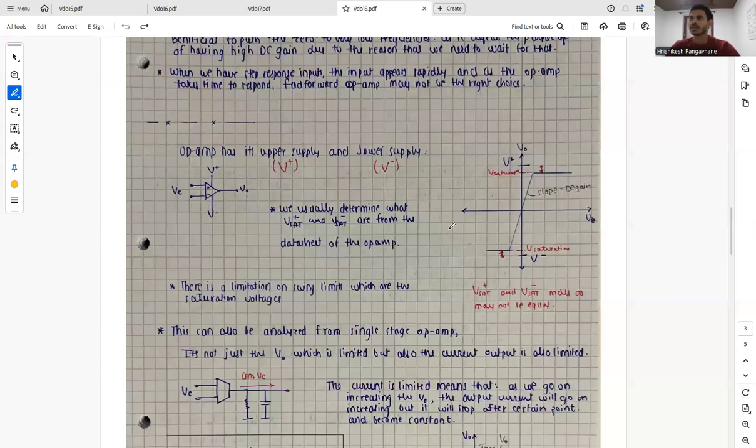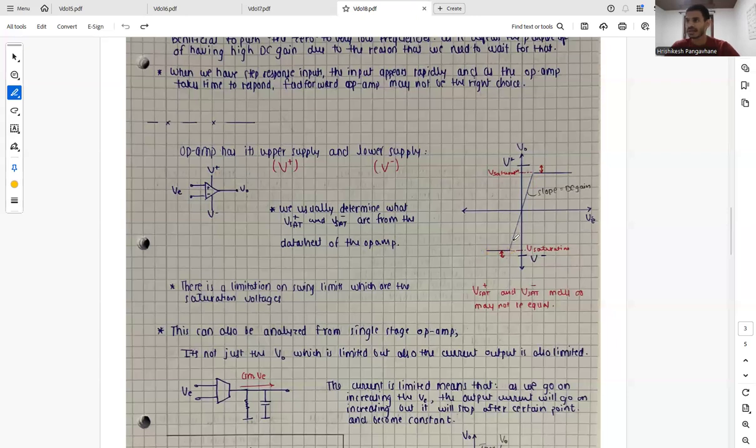When we look at the op-amp on a macro level, it has its upper supply voltage, which is V plus, and its lower supply voltage, which is V minus. When we plot the V out versus V in characteristics, it looks something like this, and we have the slope as DC gain, but it does not go to infinity. It gets saturated at some value lower than V plus and some value greater than V minus.